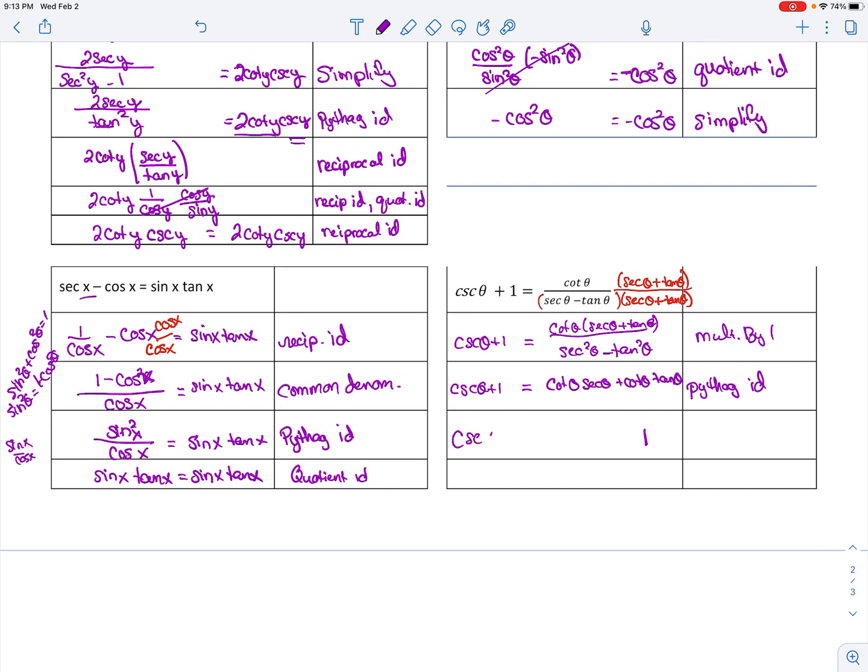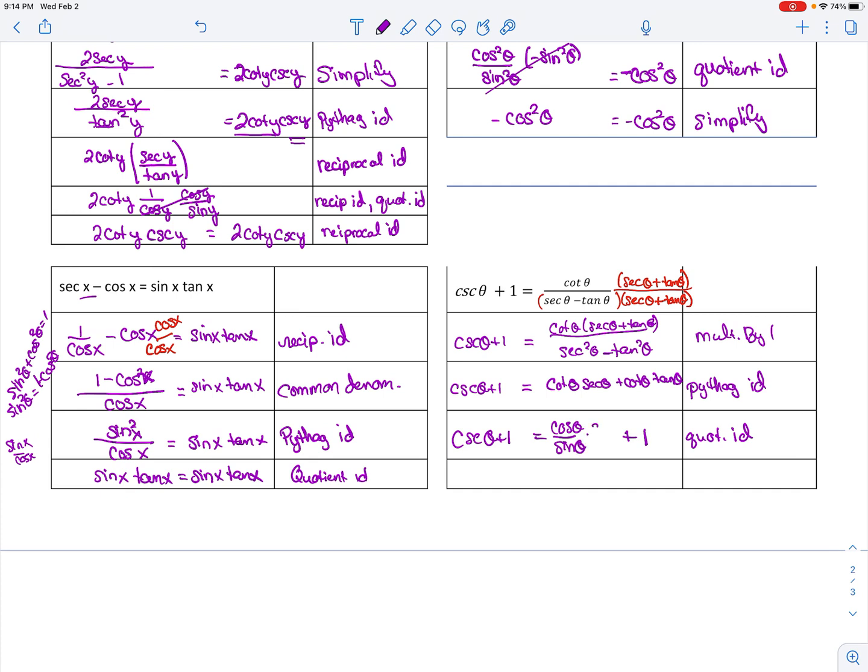And we're still trying to get a cosecant of theta plus 1. Ooh, that's good because we're going to have the plus 1. So we need to find a way to make cotangent theta times secant of theta become cosecant of theta. So it may not hurt to change everything to the sines and cosines, if that makes sense. So we could use the quotient identity to make cotangent the cosine of theta over the sine of theta.